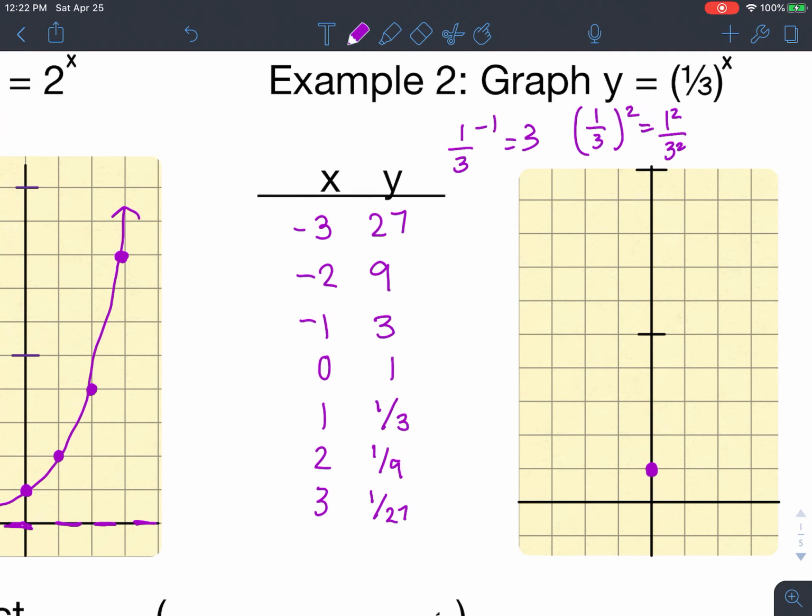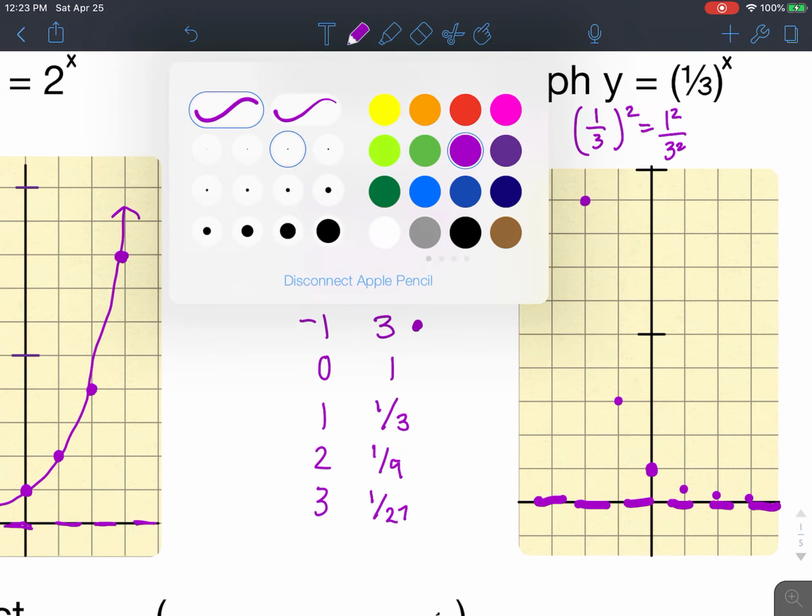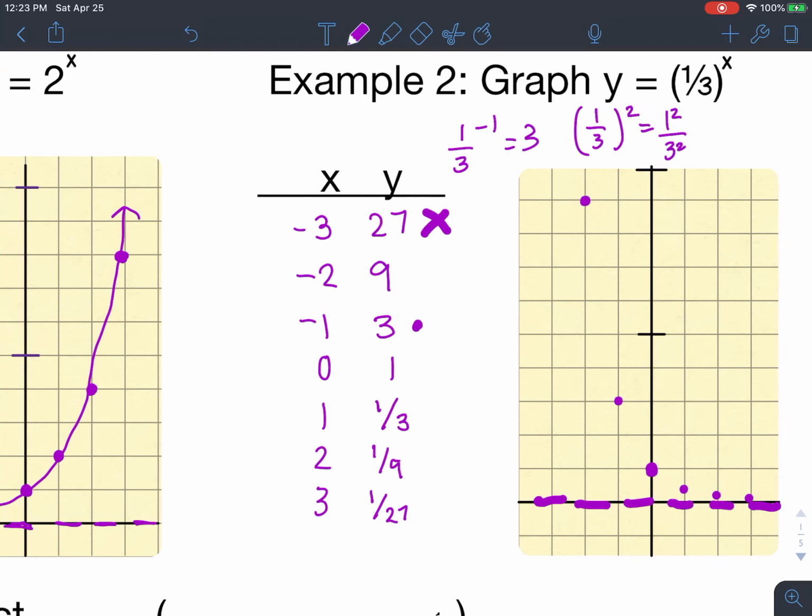So 1 comma 1/3, 2 comma 1/9, 3 comma 1/27. Just like in the previous problem, it's not going to ever touch the x-axis. Right here we have negative 1 comma 3, negative 2, 9. And this one isn't going to fit, so I'm just not going to graph that one. And that's fine. Sometimes you just don't use all the values.